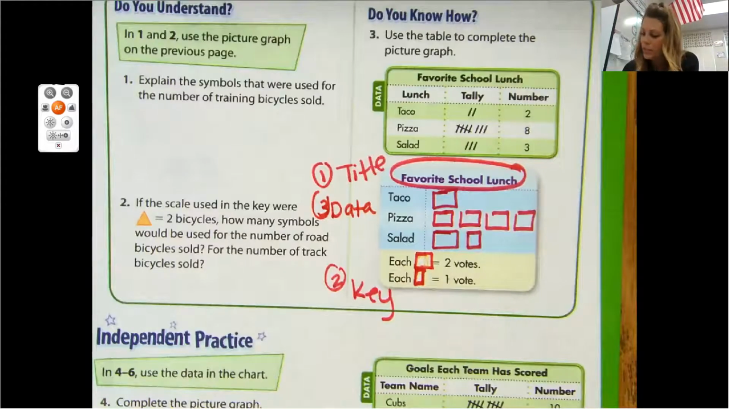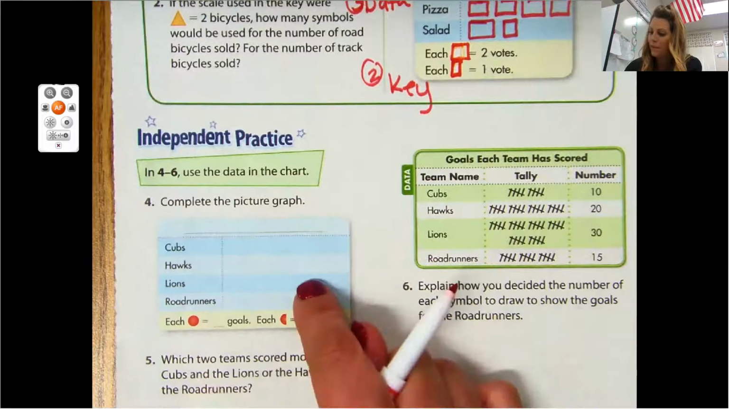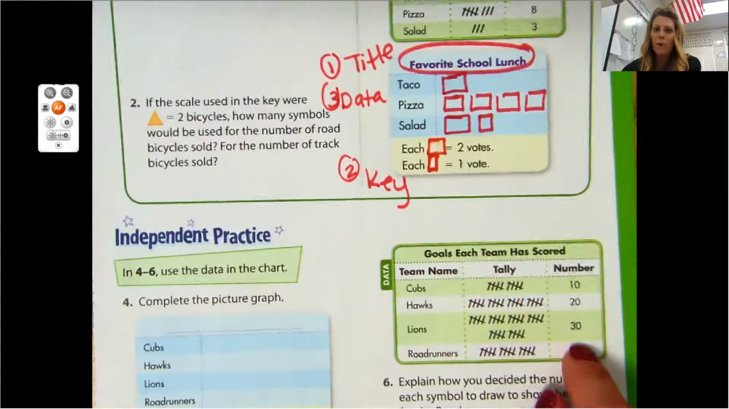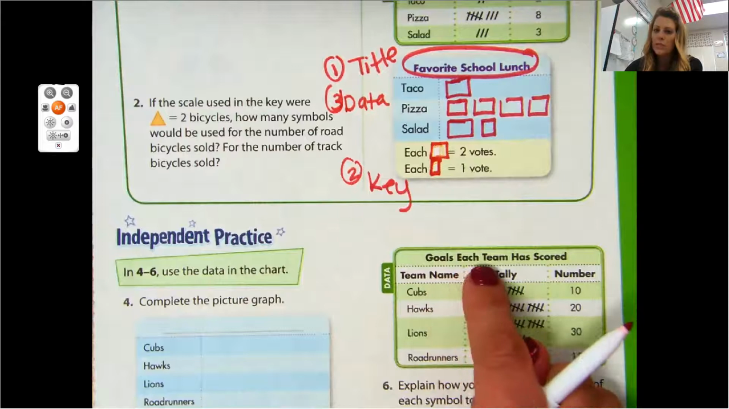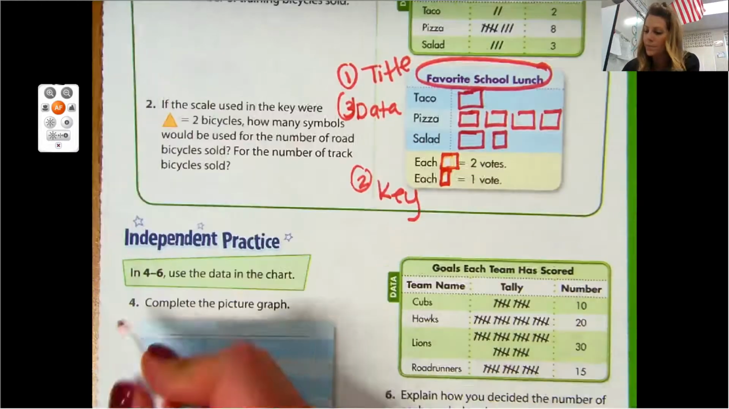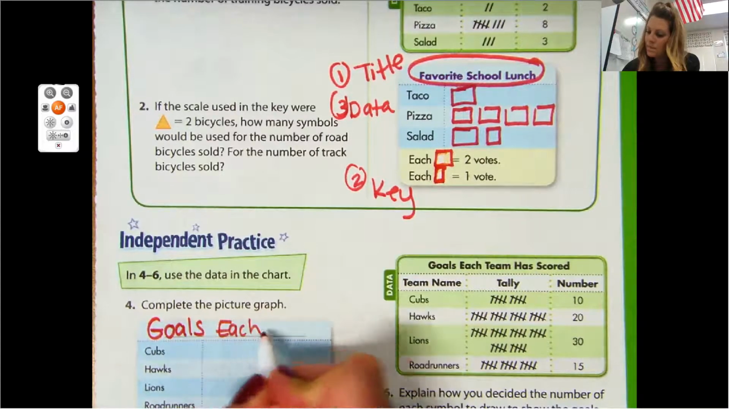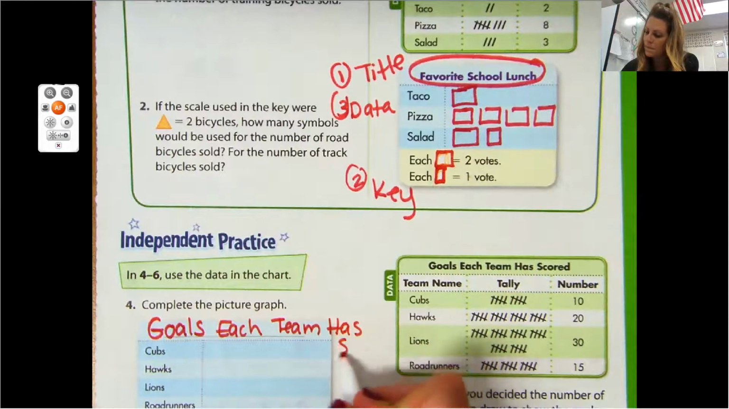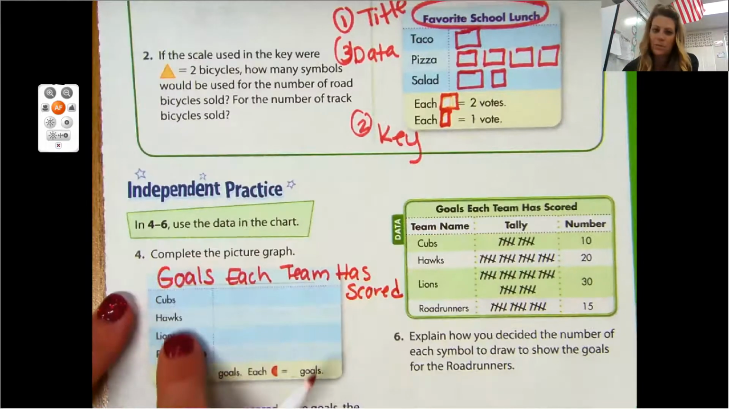All right, guys, so let's try a couple more together, and then I'm going to let you try some on your own. So they want us to complete the picture graph using the data over here. What was our step number 1? We need to come up with a title. So a title, goals each team has scored. All right, they already have the teams for us.